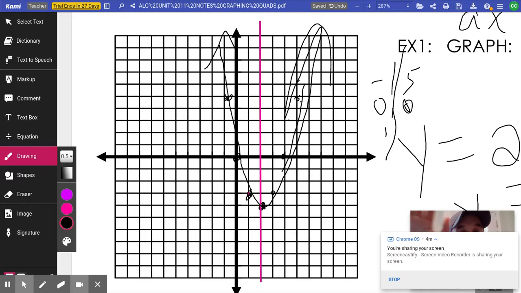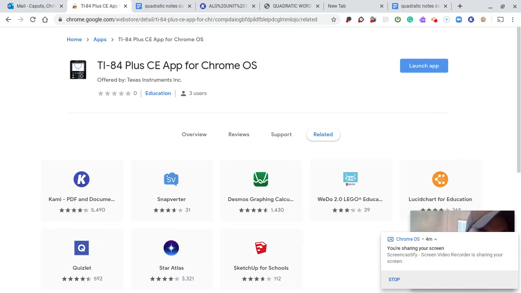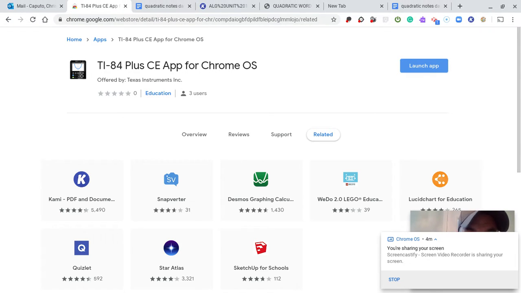By the way, you should all be able to go into your computer, go to the Google Chrome store, and look for this right here: TI-84 Plus CE app for Chrome OS. You can then launch the app. If it was done right by Mr. Rouse, you should be able to pull that up. So if you don't have your own calculator at home, you can launch that on there. Hopefully this helps so far.